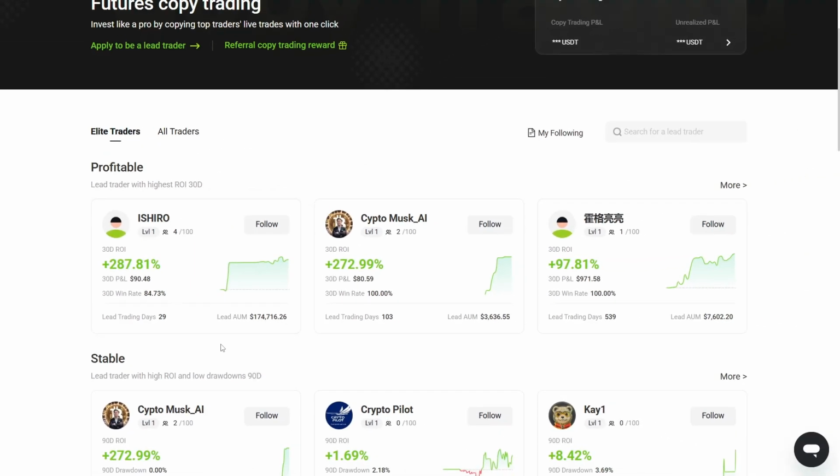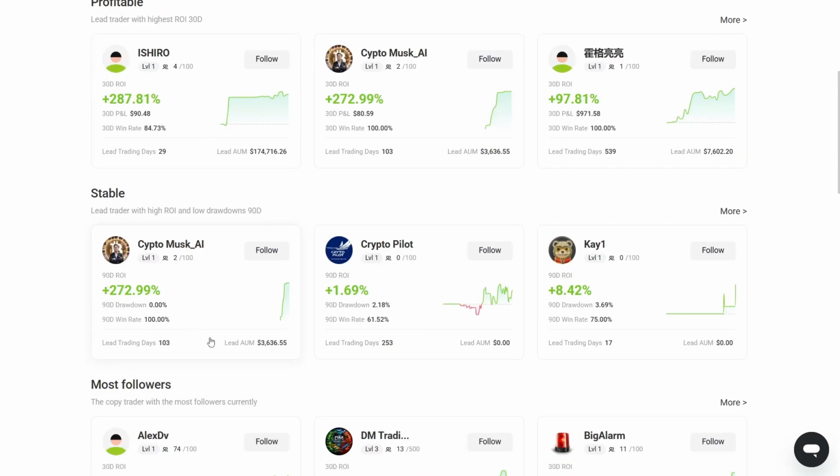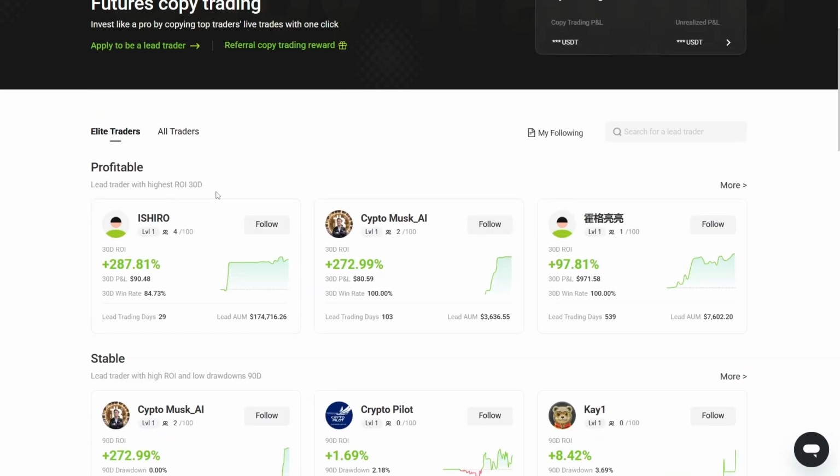So as I said before, XT organizes their traders into 3 categories: profitable, stable, and most followers. The by profitable section ranks traders by their 30-day ROI. This can be a useful starting point, but we shouldn't choose someone based on ROI alone. A trader could use a very small amount with extremely high leverage, get lucky on one trade, and display a huge percentage gain without proving they can trade responsibly over time.